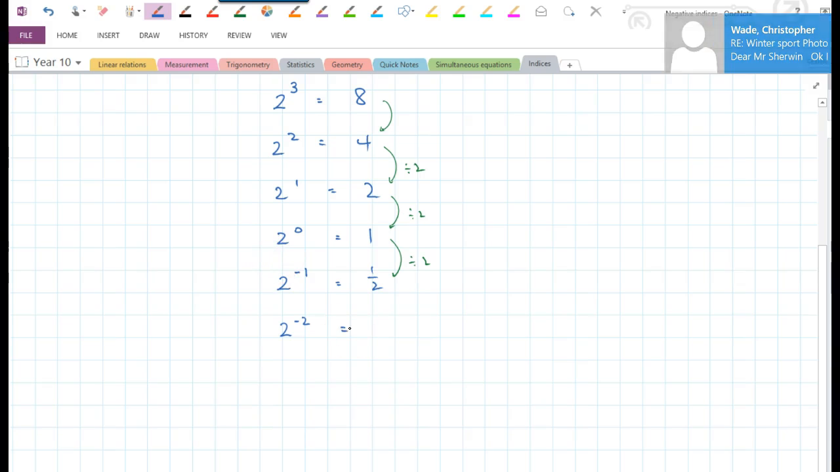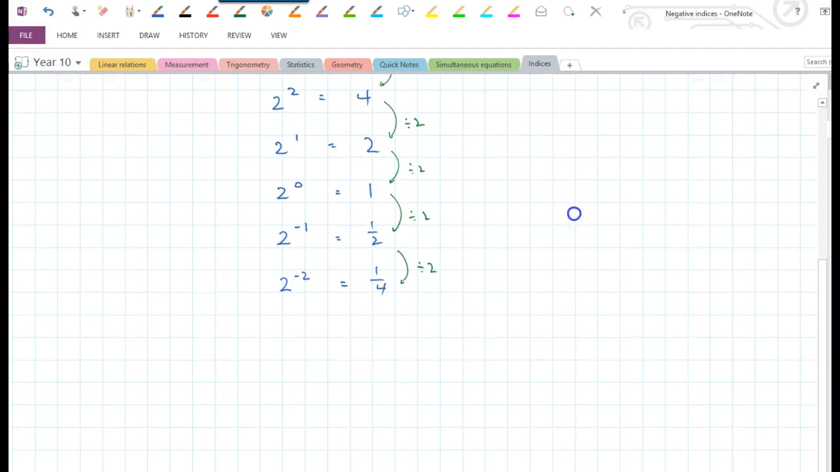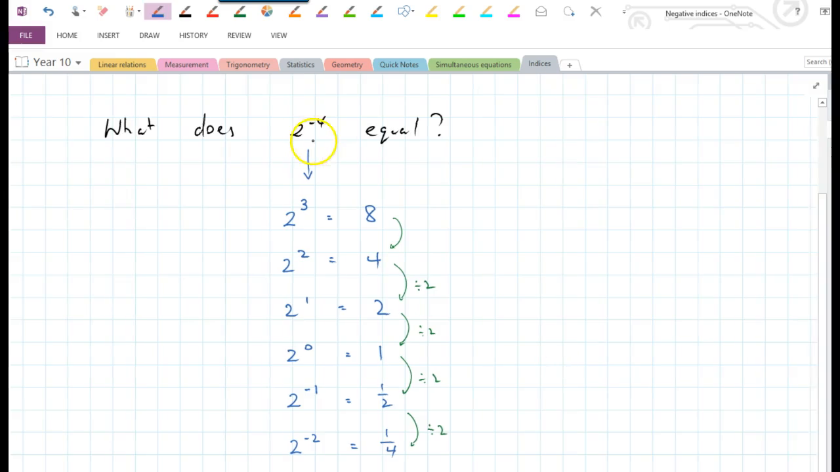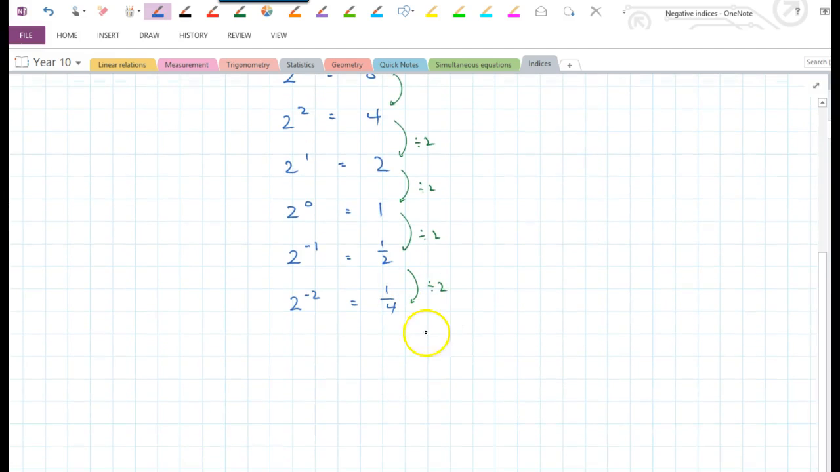And 2 to the minus 2, if I continue dividing by 2, which I have to do, half divided by 2, what's a half of a half? That's a quarter. Okay, well, this is interesting. So 2 to the minus 2 is a quarter, and I could keep going, and I could actually find out what 2 to the minus 4 is by just halving and halving again. And what we might find is halving is just, look at this.